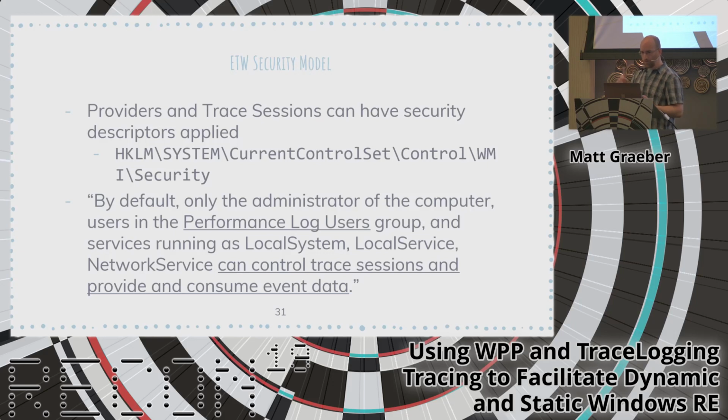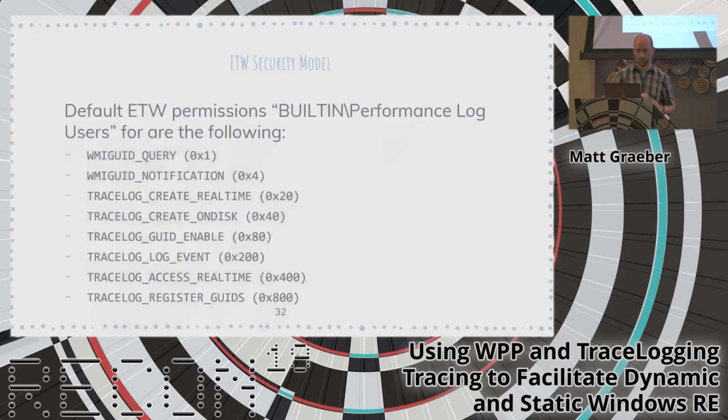So by default, only the administrator or the performance log users group and local system, local service, network service can do most trace logging things. So I underscored performance log users group because that's going to come up in a little bit. By default, there are no users in that group. Okay. So if you were to look at the default GUID, I forget what it is. I have a blog post that talks about what it is. These are the default access rights granted to the performance log users. So you can do all the following.